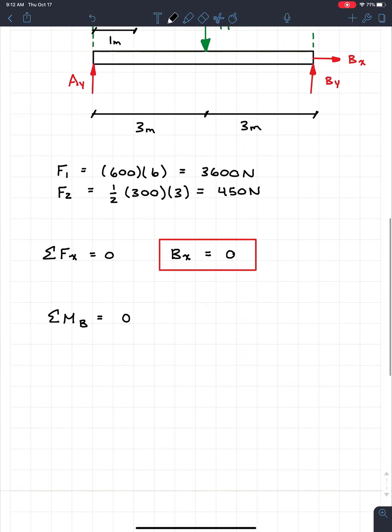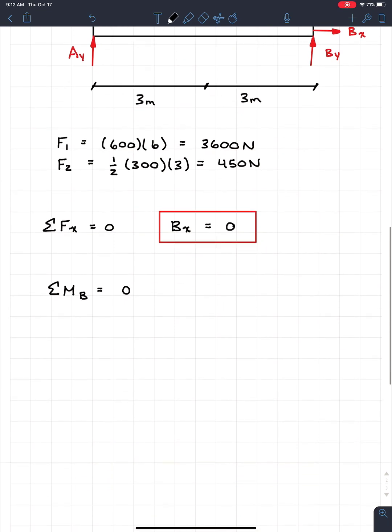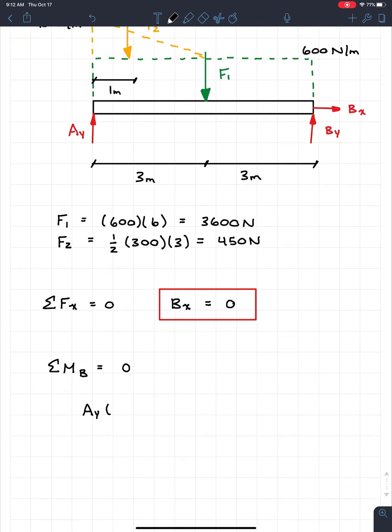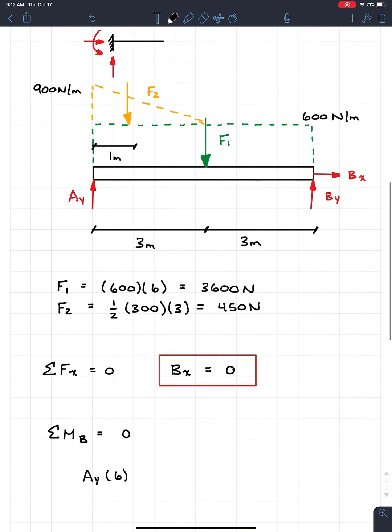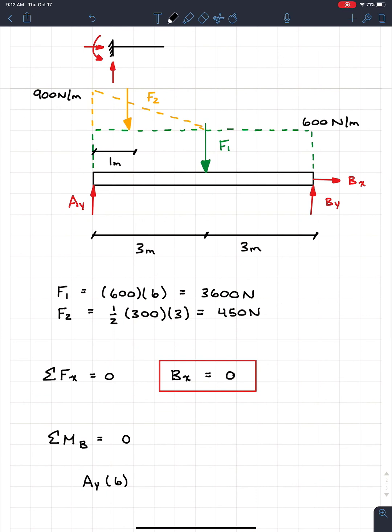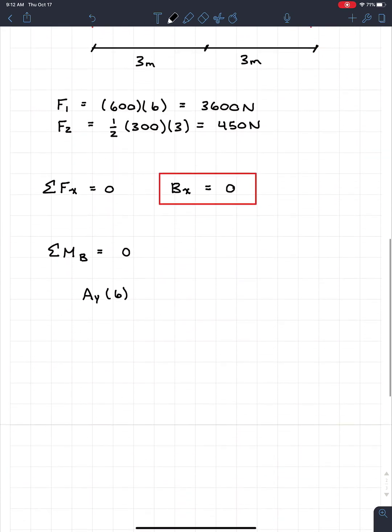So if we look at this, sum of the moments about B, we know it's going to be force times distance. So ay, and it's going to have a distance from point B of 6 meters. So the 3 plus 3, so 6. The next thing you want to do, though, is make sure, okay, is this moment going to be a positive one or a negative one? So if I were to hold my pencil at B and push up, we see that it starts rotating clockwise. So we know this is actually going to be a negative moment. So we're just going to include the negative sign.